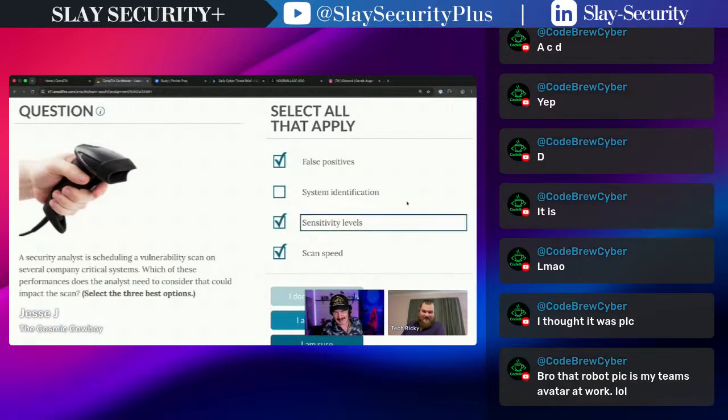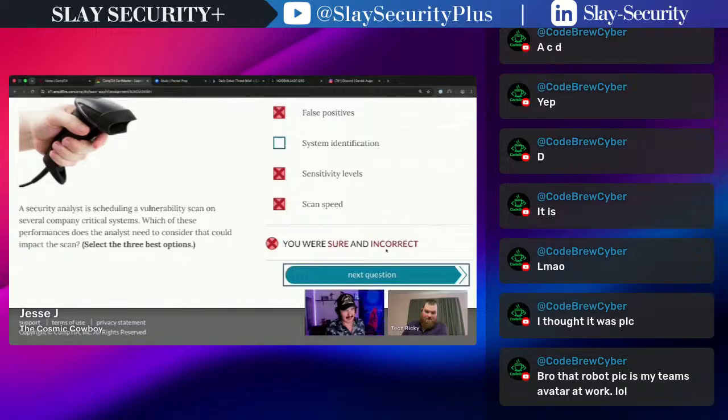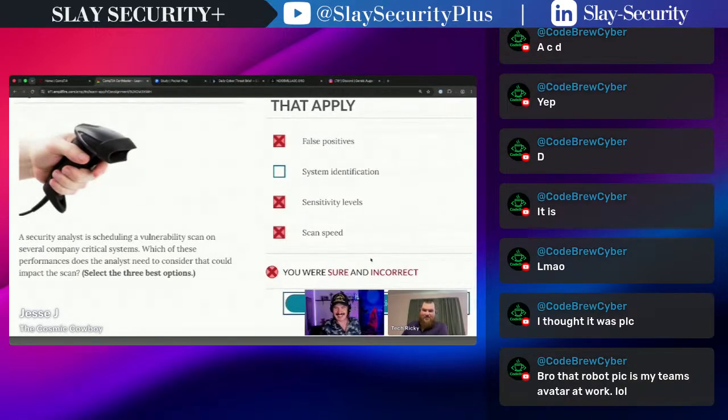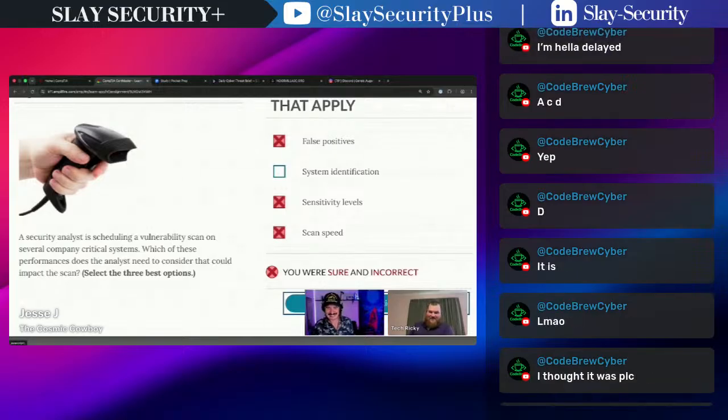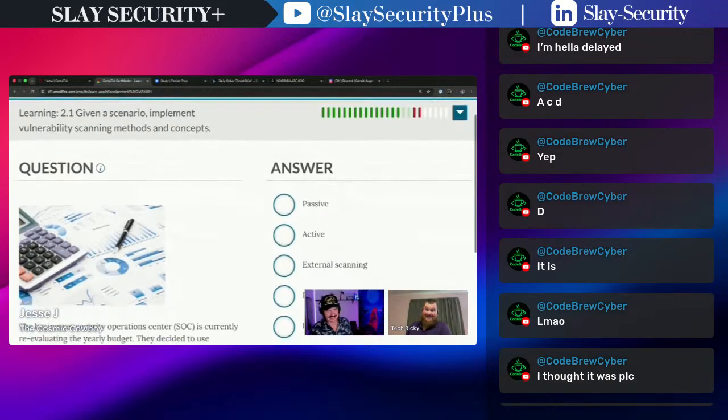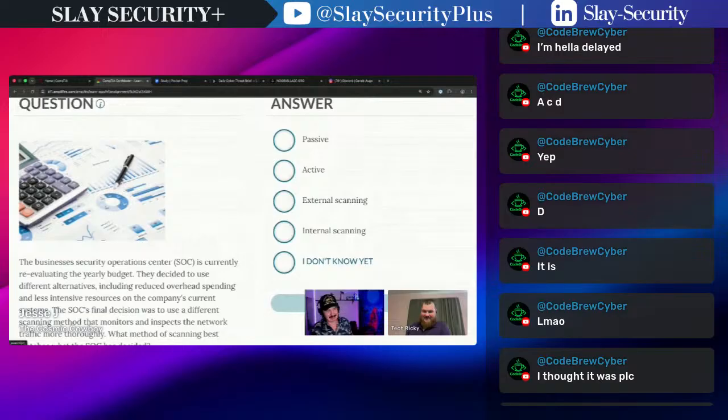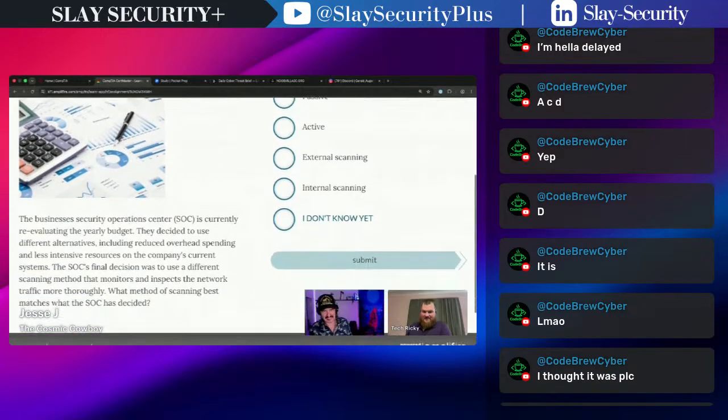All right. Yep. Code Brew Cyber is going with A, C, and D, and his name is Code Brew, which means he has to work in cyber. How could you get this wrong, Code Brew? Come on, man. I hate seeing the 3 red X's. That always bums me out, man. I feel less of an IT person now. Right? I'm totally harshing my mellow over here, dude. Code Brew says he's delayed. Oh, he's hella delayed. Hella is a throwback. But I like it. I haven't heard that one in a minute, as the kids say.